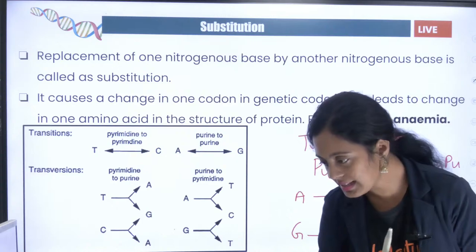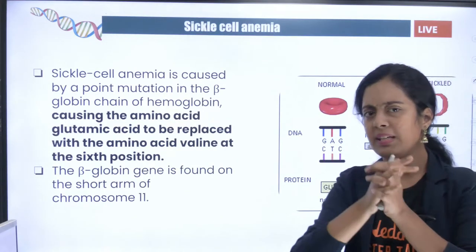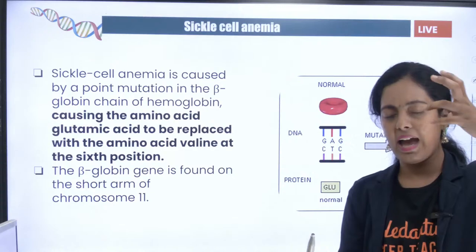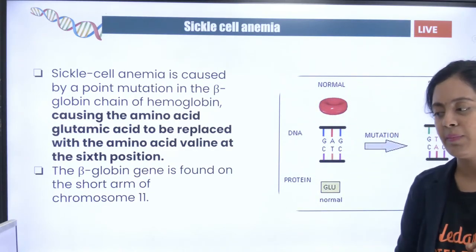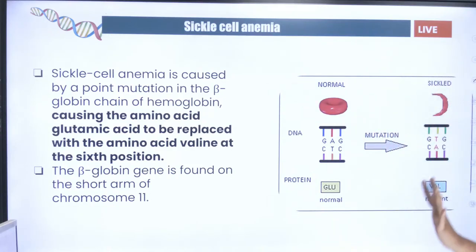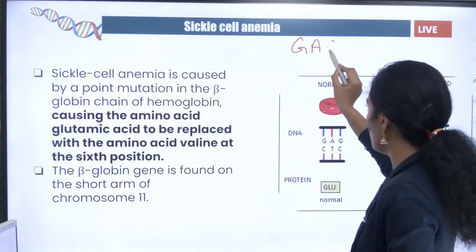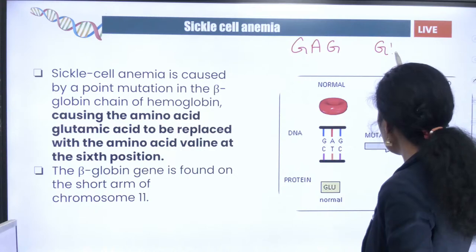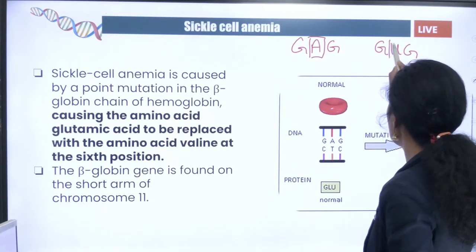Okay, now we are going to look at sickle cell anemia clearly, because we have this autosomal recessive condition. But what is sickle cell anemia? What is replaced by what? This GAG is replaced by GUG. The team has given it here. Okay, it is U. The GAG is the nucleotide. This is very, very important from the exam point of view. This A is replaced by U.